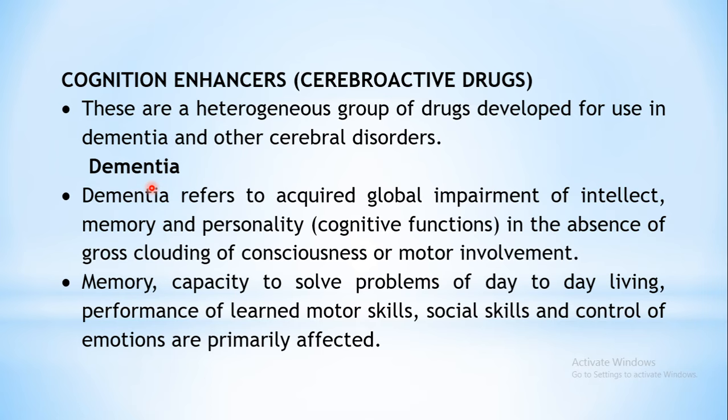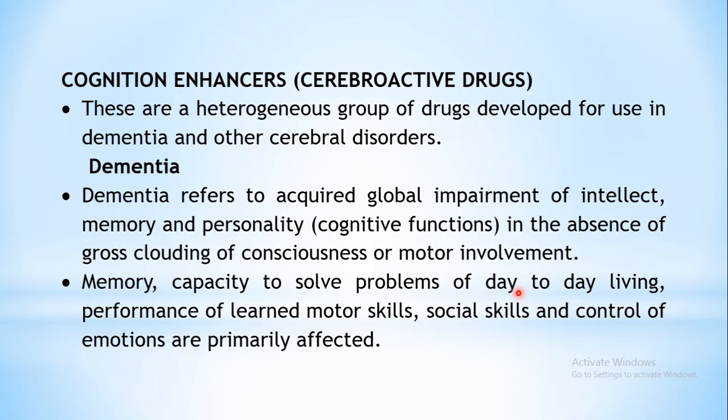Now we will see in brief what exactly dementia means. Dementia refers to acquired global impairment of intellect, memory and personality. That means your cognitive functions, your brain functions, are getting affected. More importantly, memory may get affected, so there is a loss of memory. Then the capacity to solve day-to-day life problems. Whenever there is any kind of problem, you have that problem-solving capacity, right? That generally gets lost in this condition, dementia.